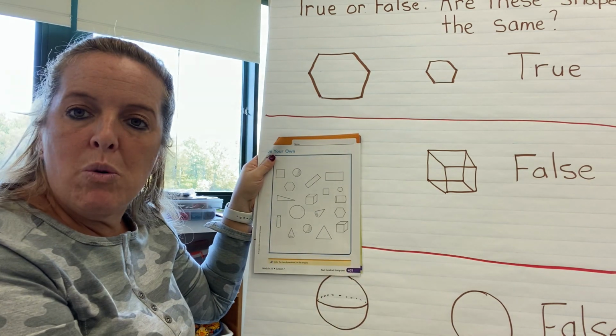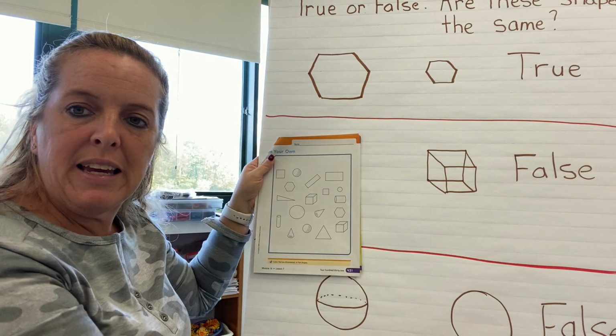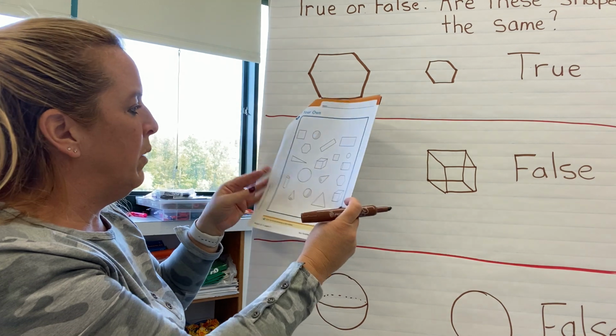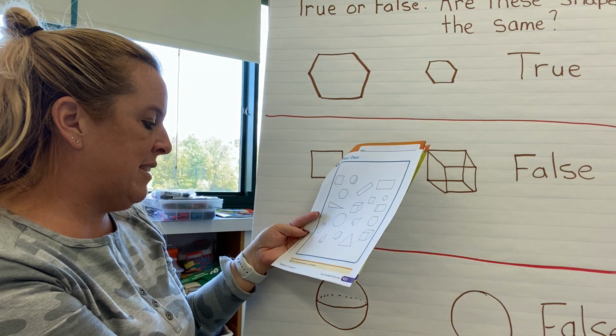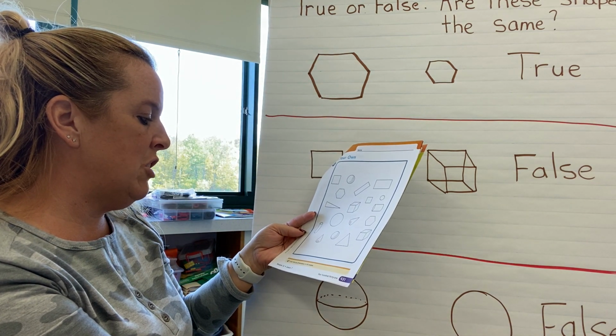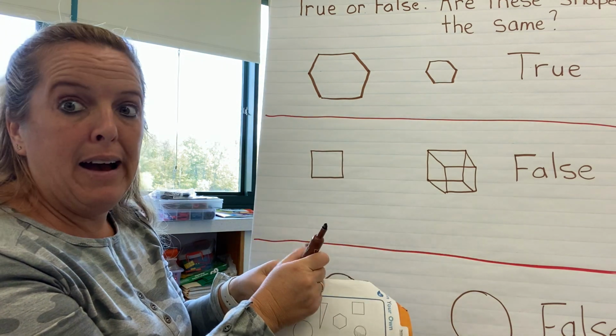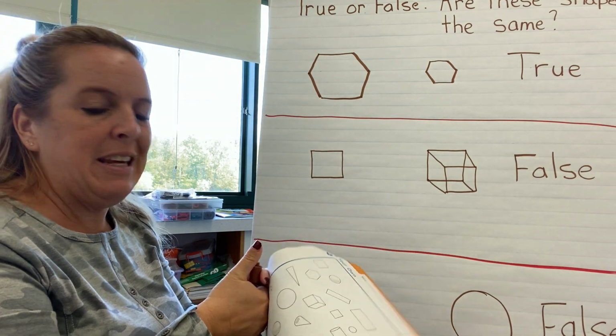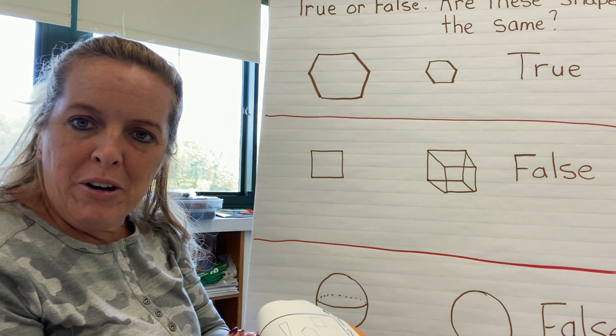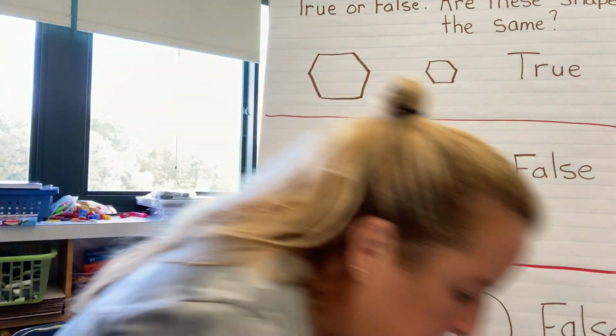If at any time I'm going too fast, pause it, catch up, and then keep going. Oh, what do we have to do here? It says color the 2D shape or flat shapes. So grab a crayon. I'm going to too, because my marker's leaking through. You grab a crayon. I will too.